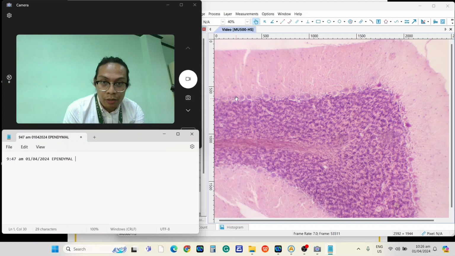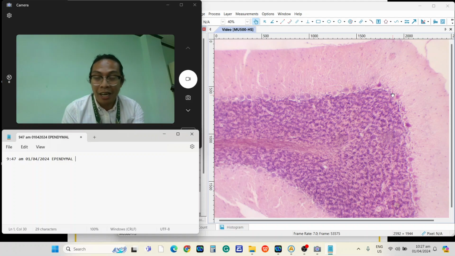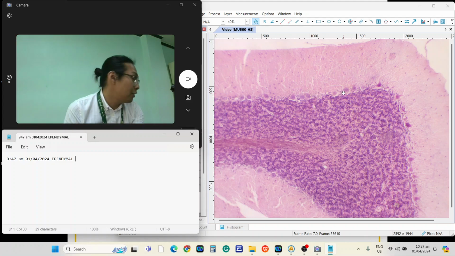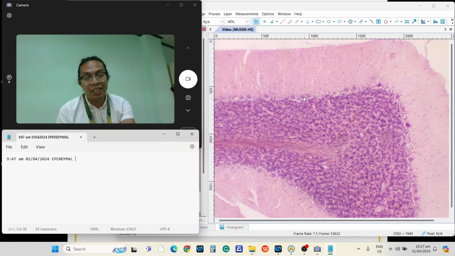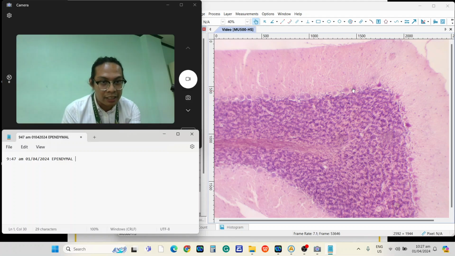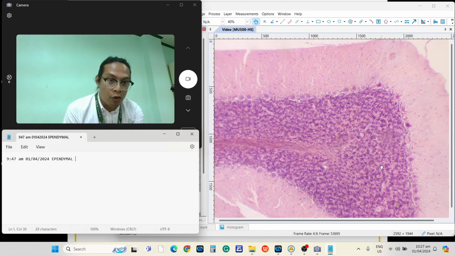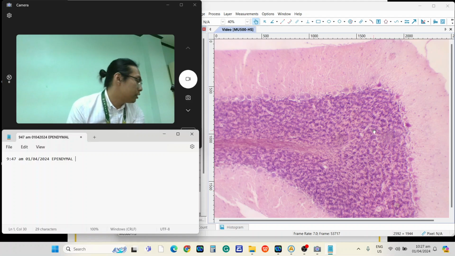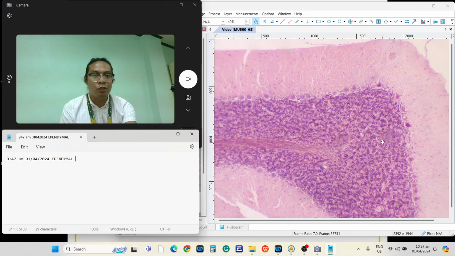Then may makikita tayong layer ng cells, malalaking cells. Ano itsura ng kanyang shape? Mukha siyang pyramid. Pyramidal cells sila, or Purkinje cells. So this is the Purkinje cell layer. Sunod-sunod sila. And sa loob, that layer is known as the inner granular layer. Di ba siyang granules.